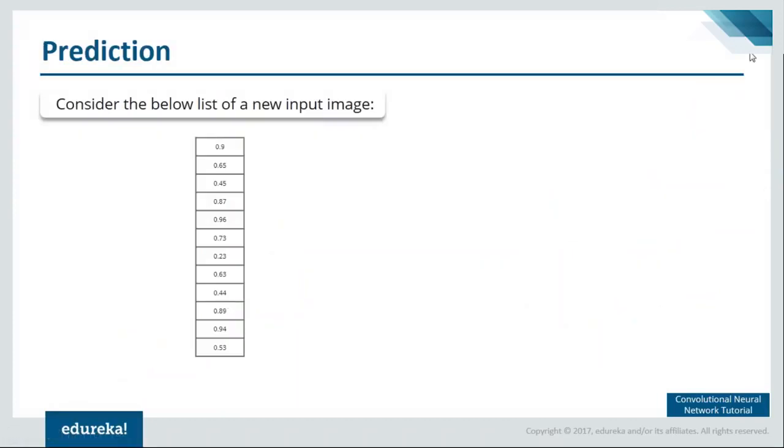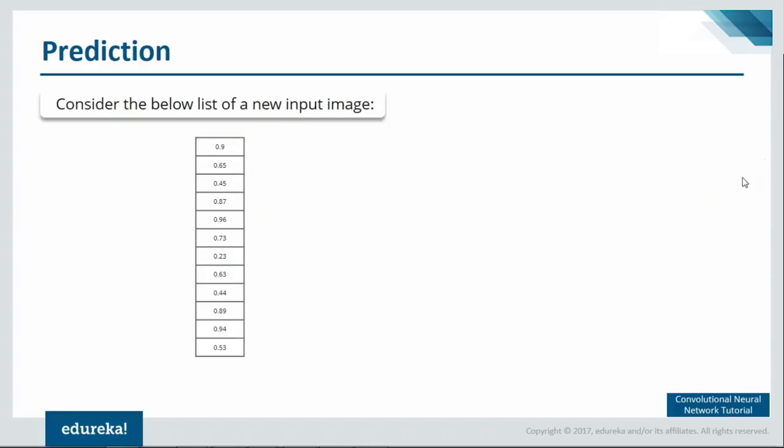Now let me explain with an example. So after the training is done, after doing the entire process for both X and O, our model is trained now. Okay, so we have given a new input image and that input image passes through all the layers, and once it has passed through all the layers, we have got this 12 element vector. Now it has 0.9, 0.65, all these values, right?